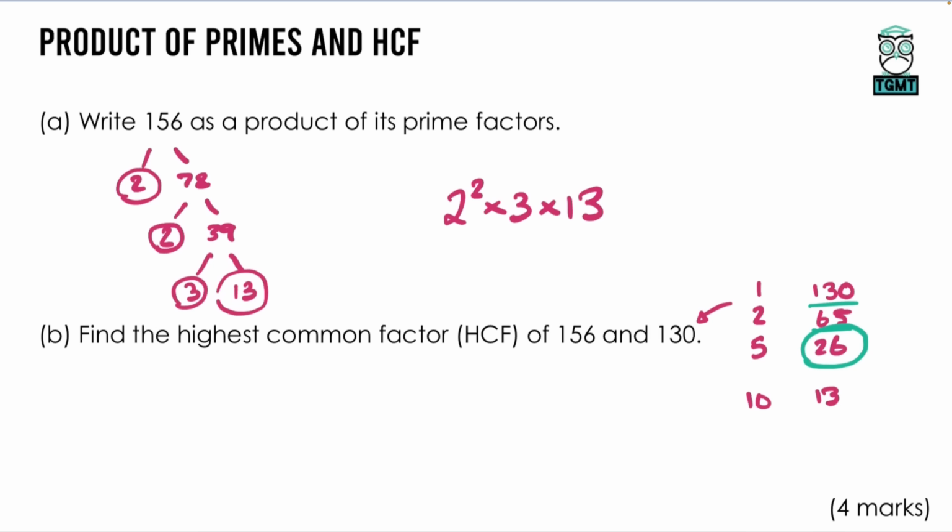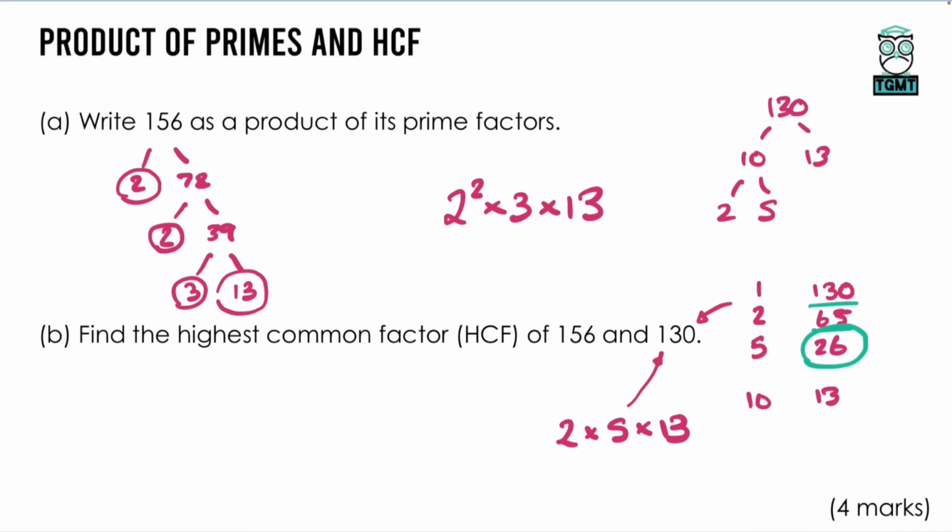The other method that you could use, if you prefer, is to find the prime factors of 130. So 130, if we were to do that relatively quickly as a product of prime factors, we could go 10 and 13, and then 2 and 5. So it's 2 times 5 times 13.